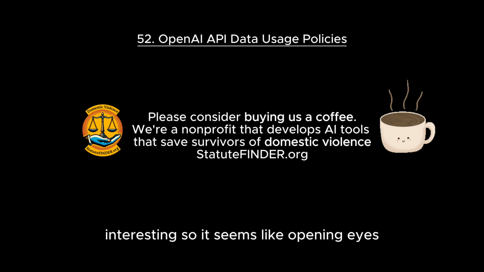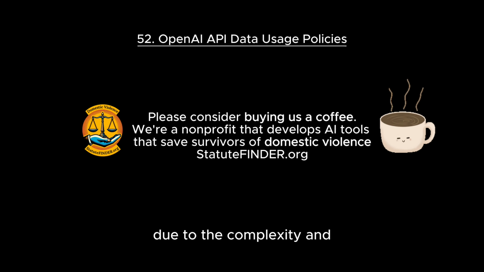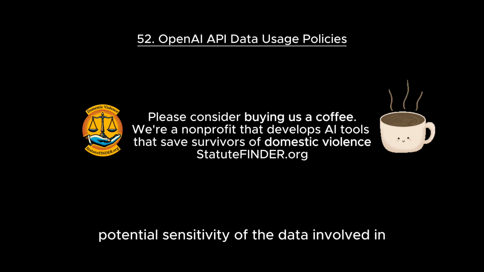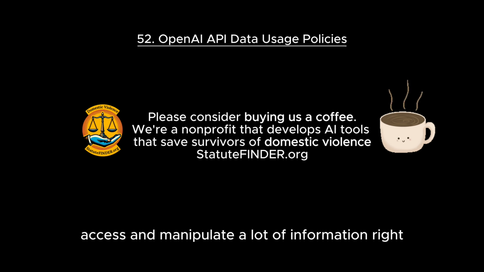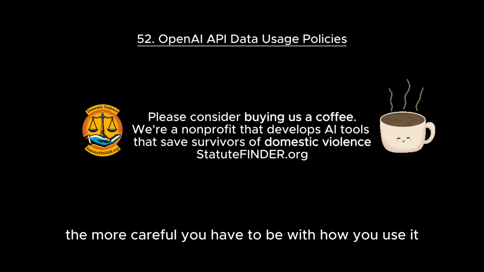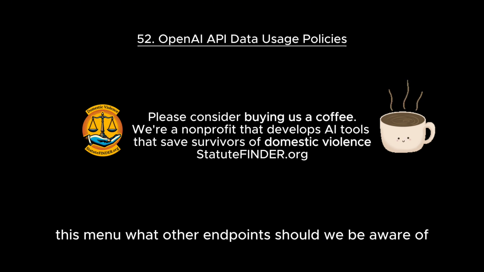Interesting. So it seems like OpenAI is taking a slightly more cautious approach with the data associated with these more advanced features. Yeah, it could be due to the complexity and potential sensitivity of the data involved in those features. Remember, we're talking about AI systems that can potentially access and manipulate a lot of information. Right. The more powerful the tool, the more careful you have to be with how you use it and how the data is handled. Okay, let's keep going down this menu.